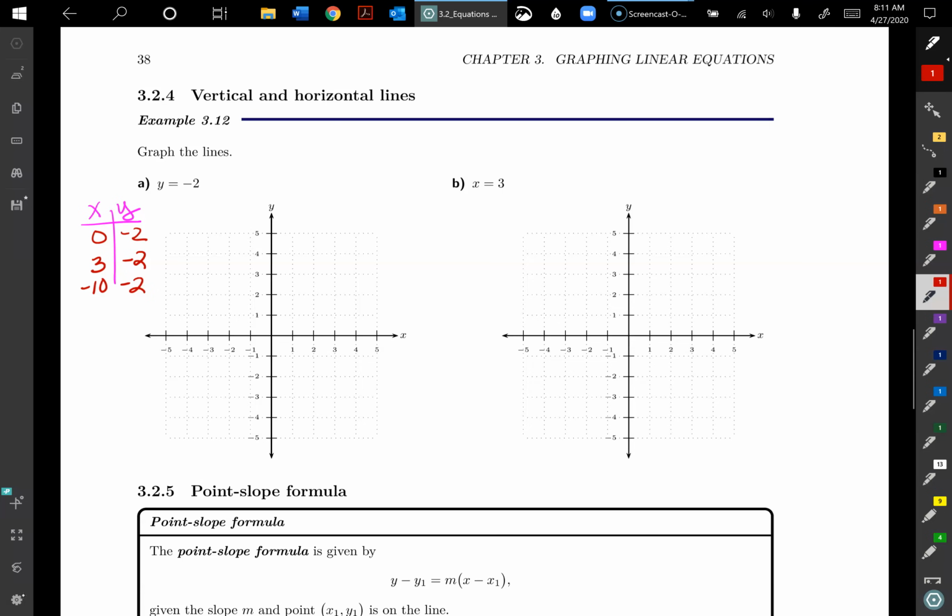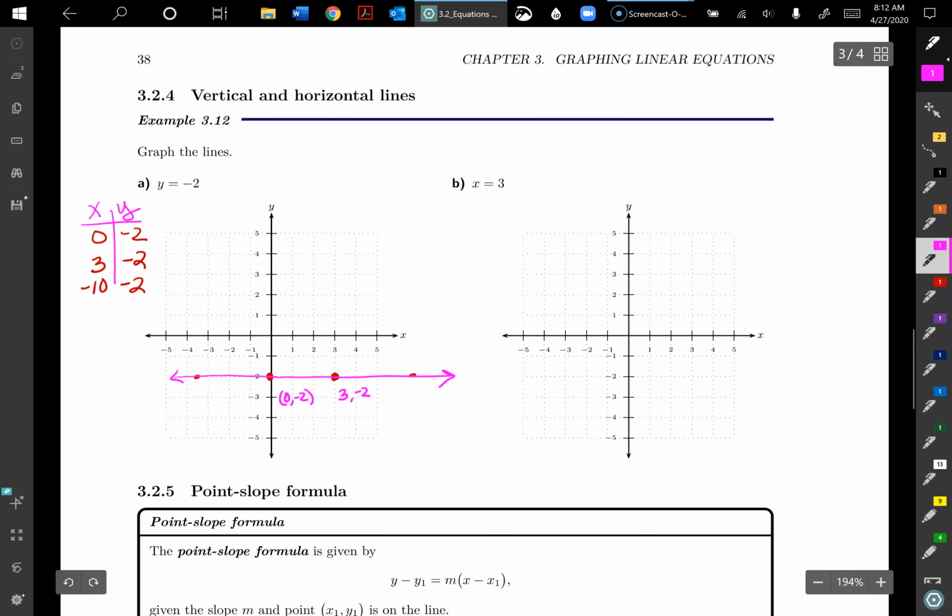So I can just plot that. So -2 when x is 0. If x is 3, it's -2. If x is a million, it's -2, and so on and so forth. So anywhere on this line, it will be -2. Okay, so I can still plot or label a couple of points, but really on these ones you kind of don't need to.